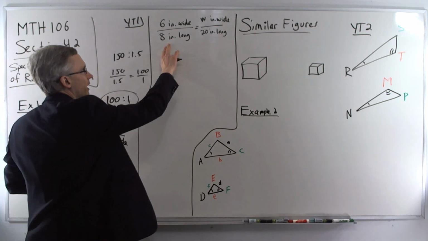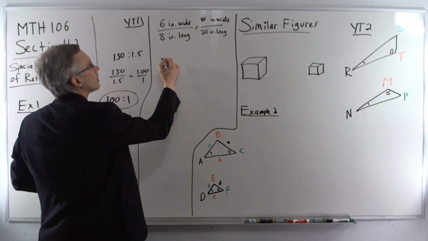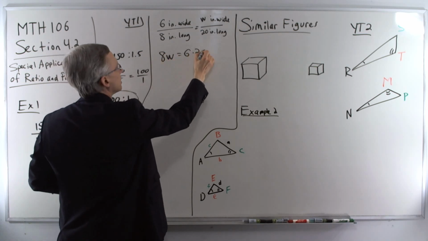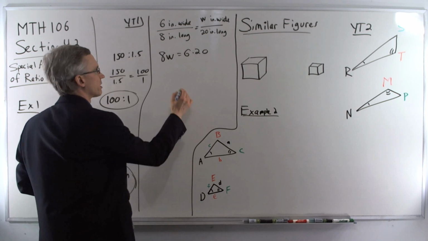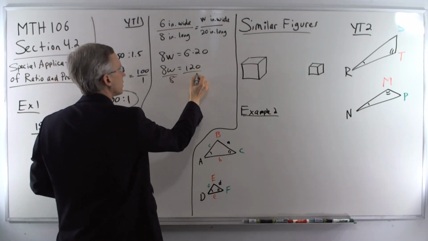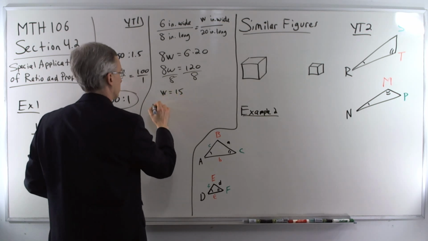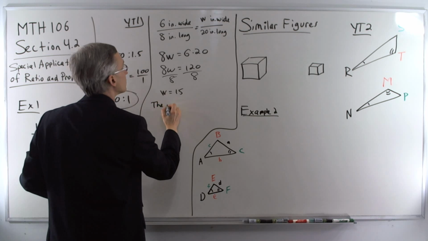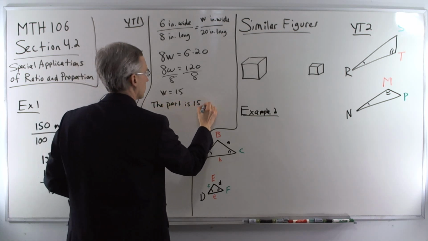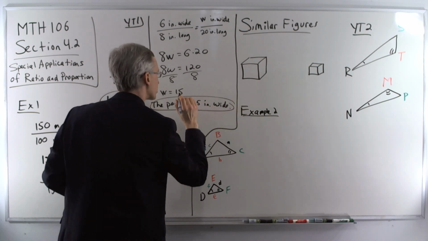Notice we have length on the bottom, width on the top in both fractions. Cross multiply. 8w equals 6 times 20, so 8w equals 120, divided by 8, and we get w equals 15. So the part is 15 inches wide.